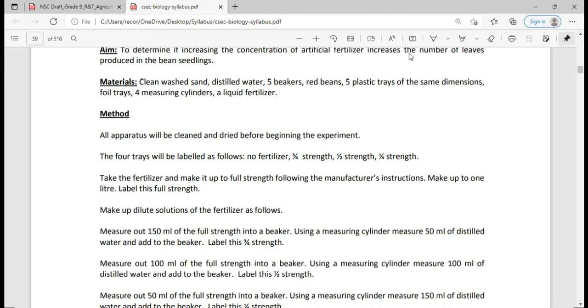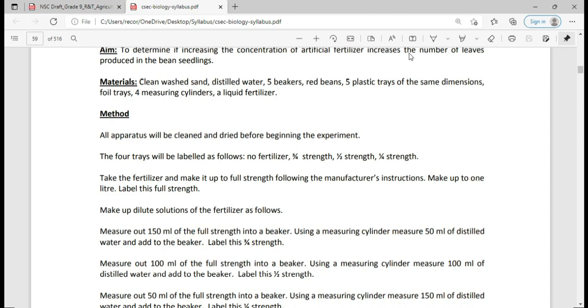Then it says, take the fertilizer and make it up to full strength, following the manufacturer's instructions. Make up to 1 liter. Label this full strength. In everything you do, you are going to be labeling to ensure that you minimize the errors that might be associated with your experiment.